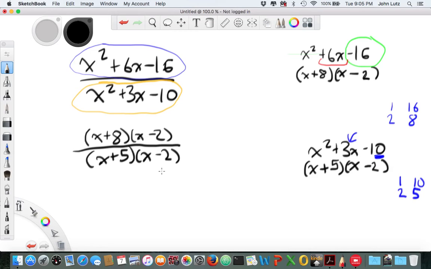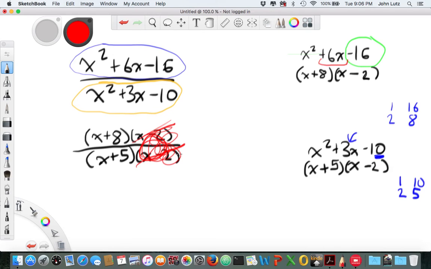Well, I see something that I'm multiplying. It's a factor that's common to both the top and the bottom. Does anybody else see it? Yes, I know you do. That's right. The x minus 2 cancels out because that is the common factor. You can get rid of it because it's the same on the top and on the bottom.